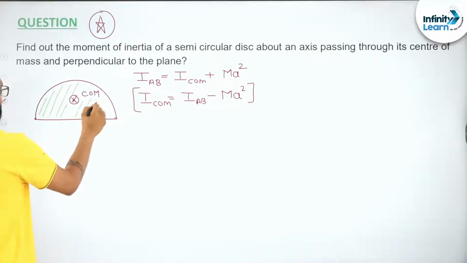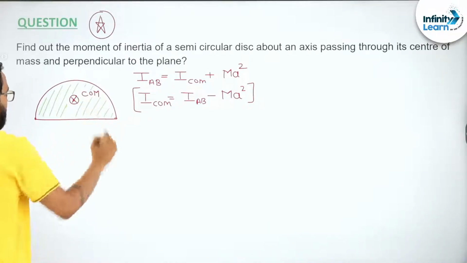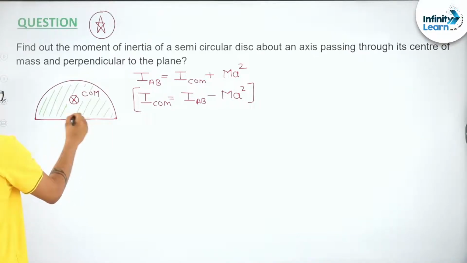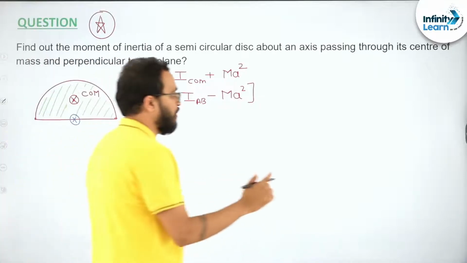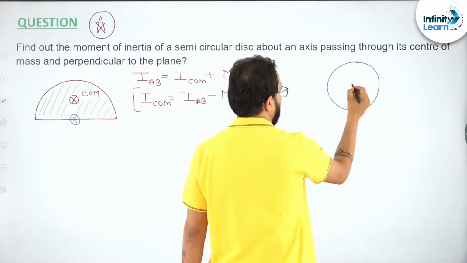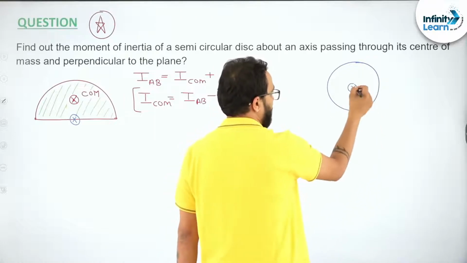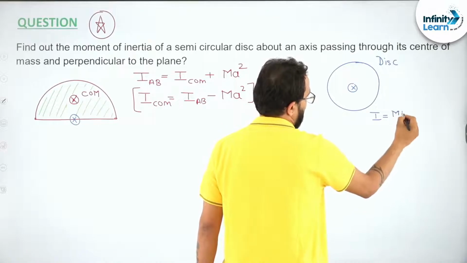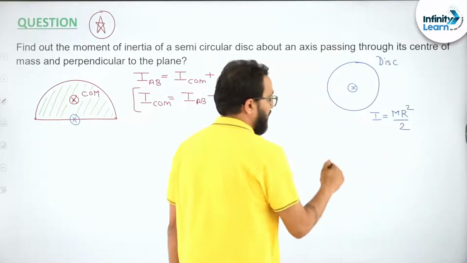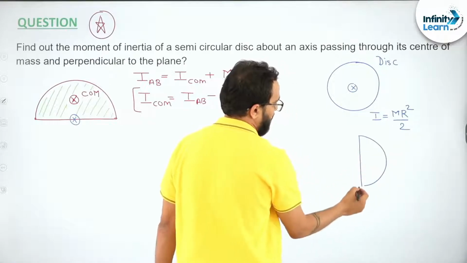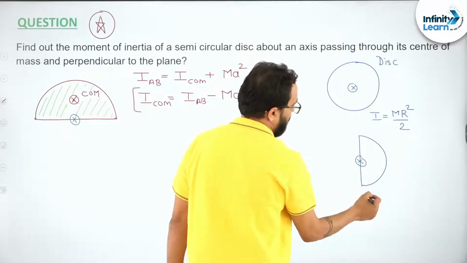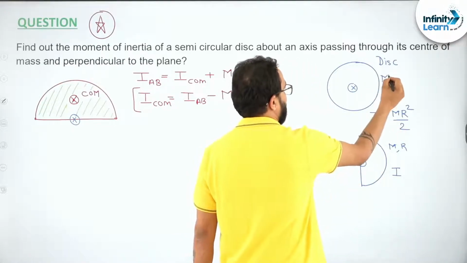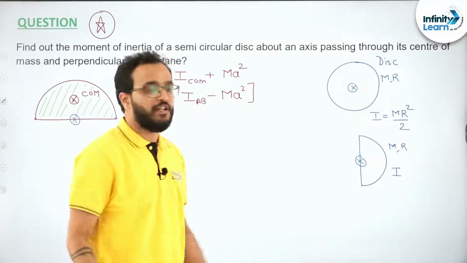As you all can see it, now about which axis do you already know the moment of inertia? You will say, sir, about this axis we already know. One thing we all know is that if this is a disc and you want to find out the moment of inertia about this axis, obviously moment of inertia will be mr square by 2. Now even if you take a semicircular disc and you try to find out the moment of inertia about this axis, same mass m, radius r, again moment of inertia will not change.